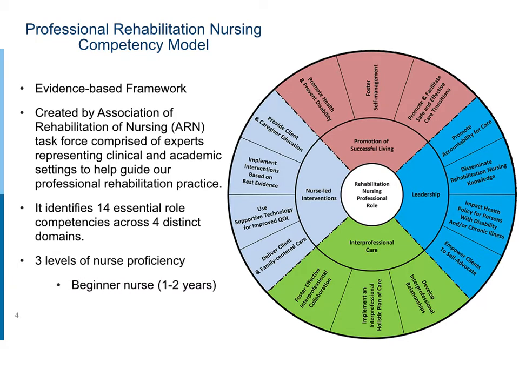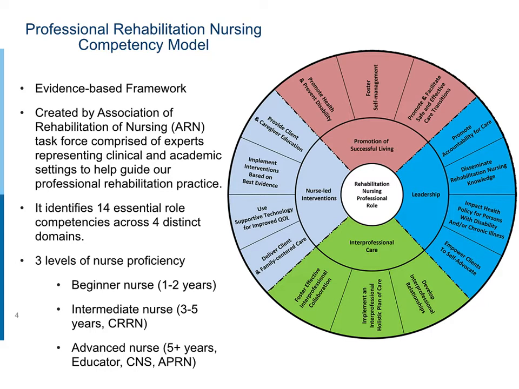First being the beginner nurse. This would be a rehabilitation nurse in the practice of 1 to 2 years. And the intermediate nurse in the practice of rehabilitation nursing from 3 to 5 years, and usually they have obtained their CRRN. And our advanced nurses are nurses in the practice of rehabilitation nursing for 5+ years, and they could take the role of a staff nurse, but also educators, CNS, APRN, or administrators.